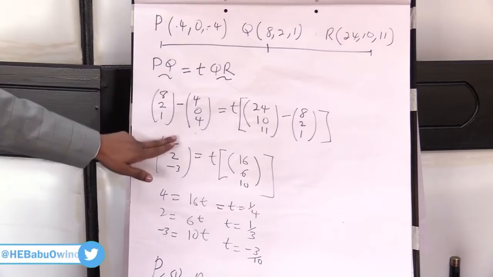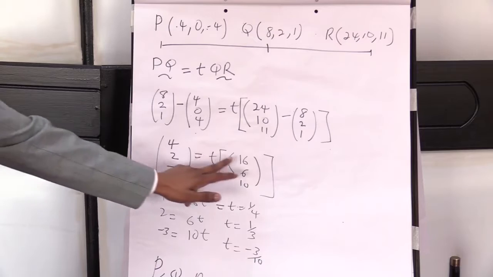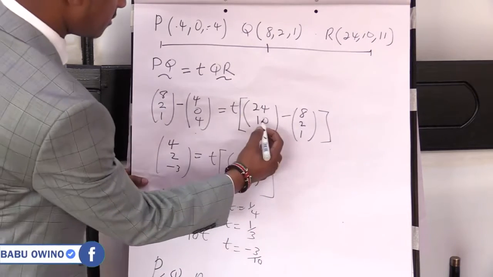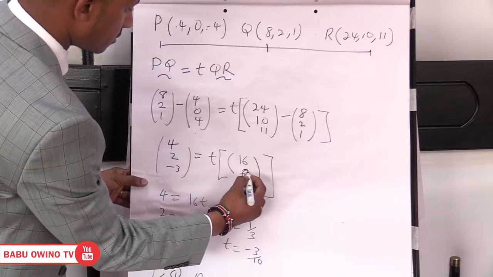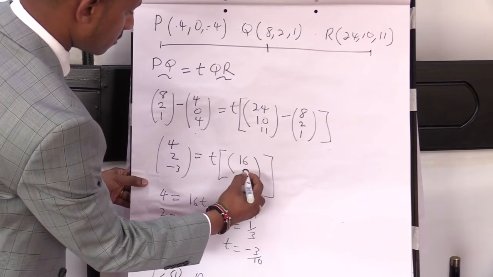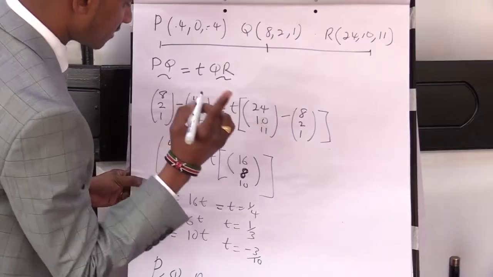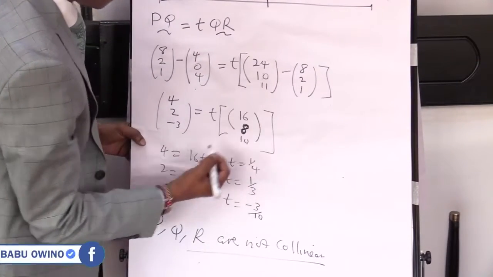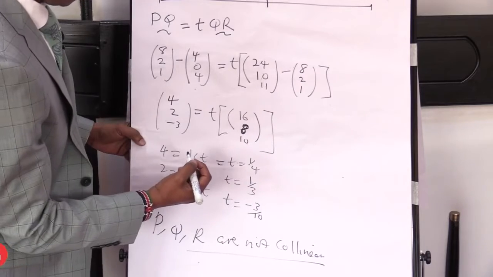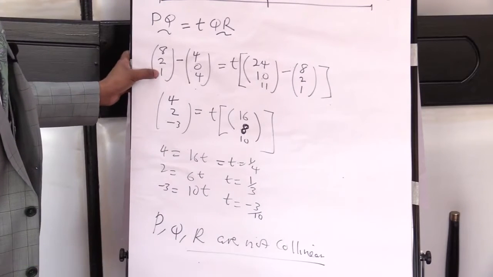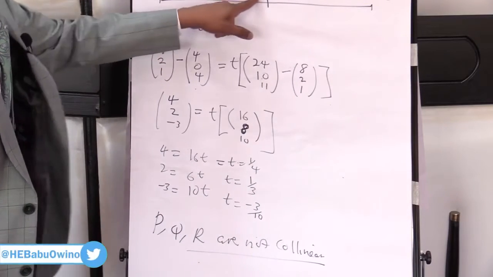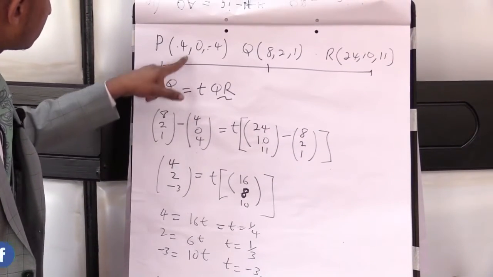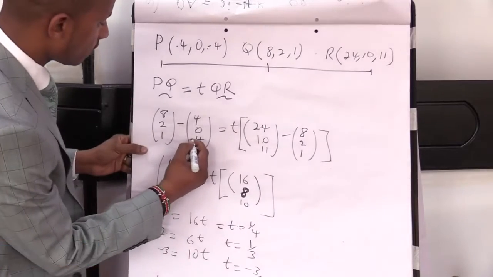So you can go over it again. You check the signs. No, this is 8. 10 minus 2 is 8. Be careful with the signs. 10 minus 2 is 8. 11 minus 1 is 10. Then from here, PQ is Q minus P. Q is 8, 2, 1 minus P. P is 4, 0, minus 4.